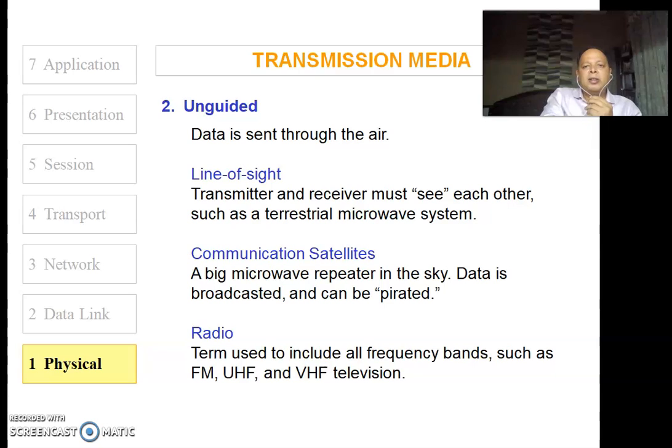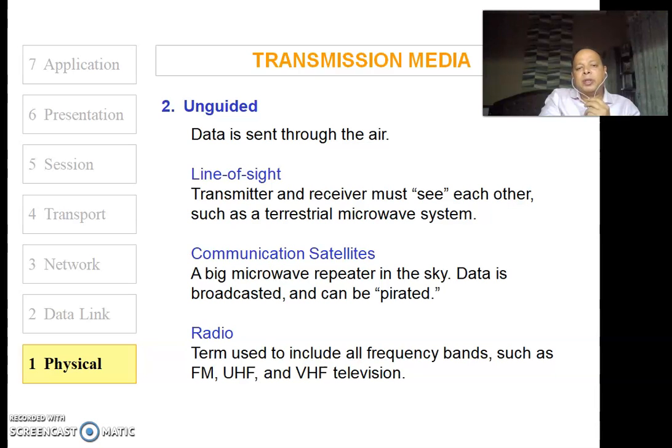As far as unguided transmission media is concerned, at the physical layer, in the unguided media, the data is sent through the air. Many such unguided media are there, such as IR transceivers. The only problem with these unguided media is they follow line of sight. That means transmitter and receiver must follow line of sight. That is, they must see each other.